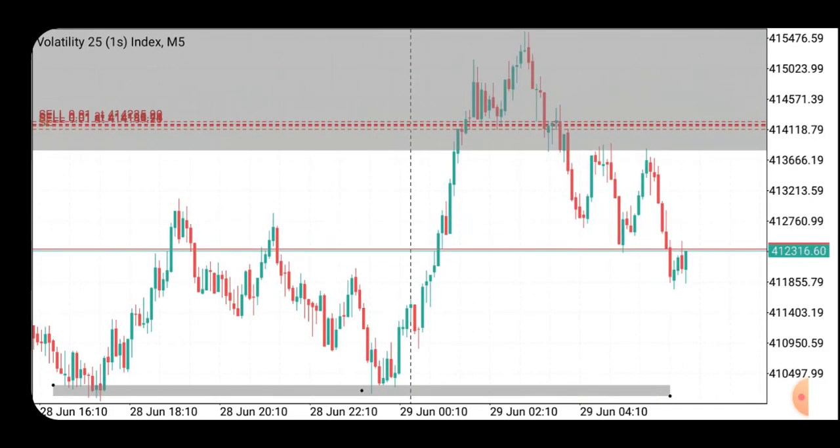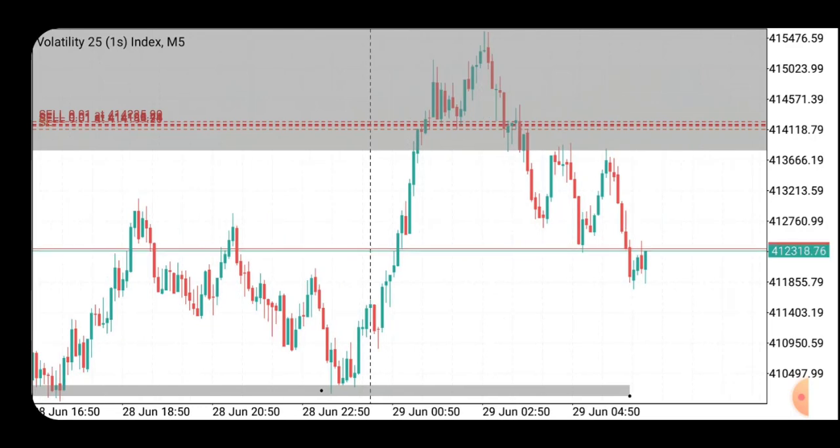That's our target, and we are going, and as you can see, we are already at break even, and we are looking at this trade going down.